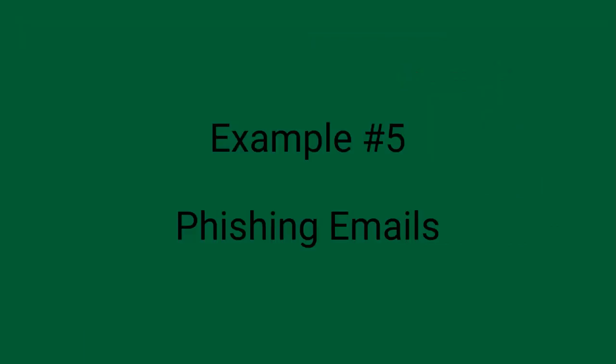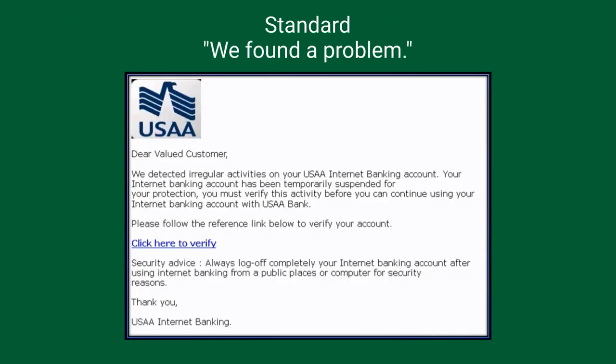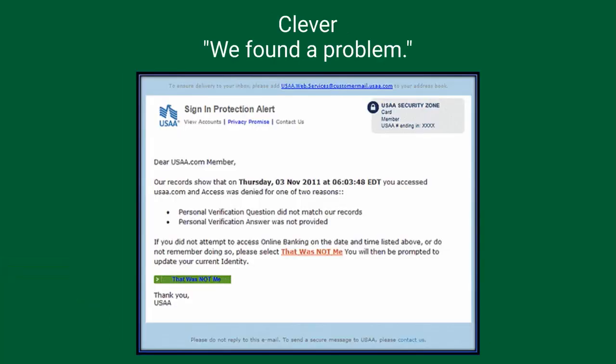In the next few examples, we'll take a look at some phishing emails that try to trick us into visiting fraudulent websites or distribute malware via attachments. The standard phishing email is often vague and asks you to click on a link and solve a problem. Although the email starts off sounding legitimate, read the paragraph that starts with security advice. Not only is the colon off, but "always log off completely your internet banking account after using internet banking from a public place or computer for security." That is just not a legitimate sounding message, and there's no way a bank would send this as an official email.